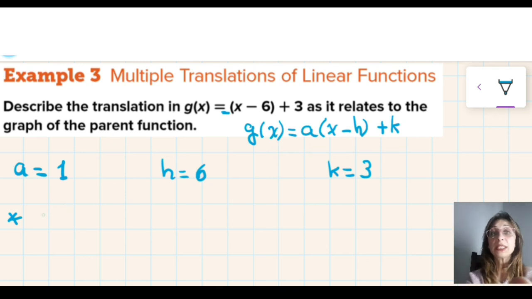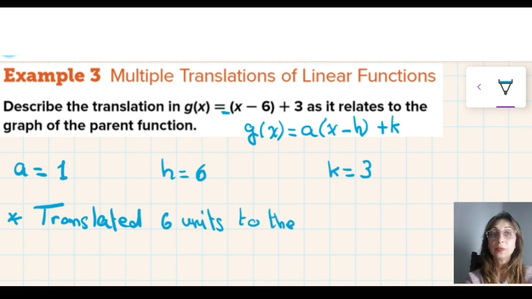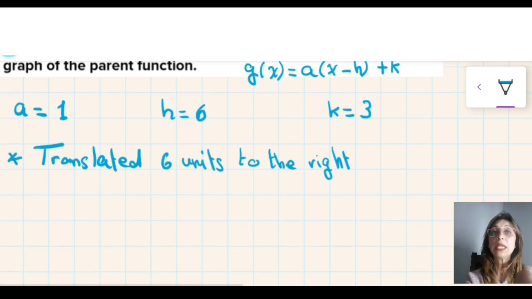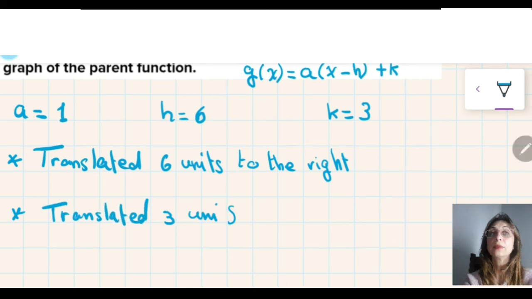And h is 6. This means it is translated 6 units, and it's positive, so it's 6 units to the right. And k equals 3. This means that it is also translated 3 units upwards.